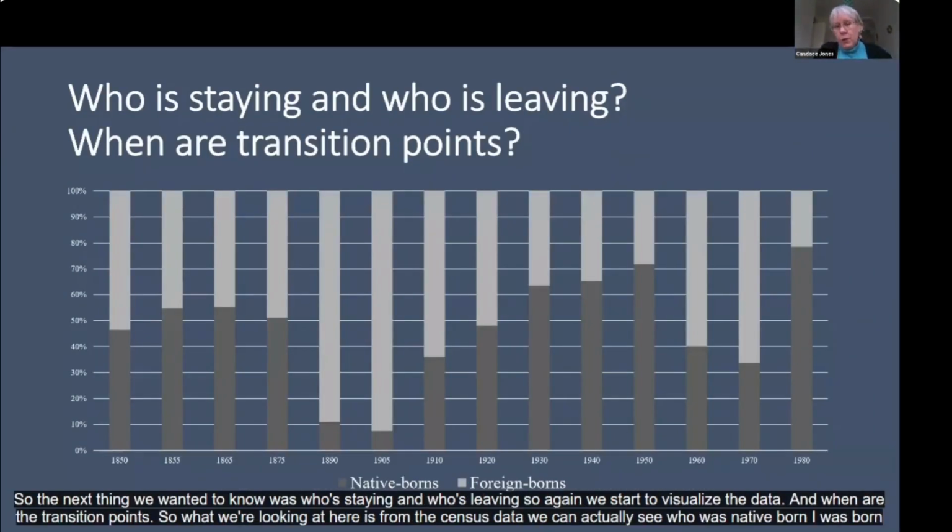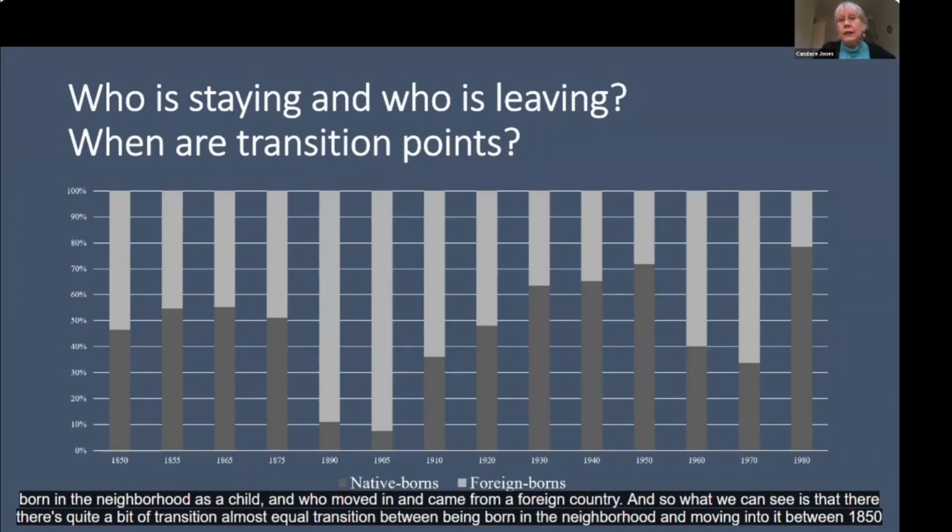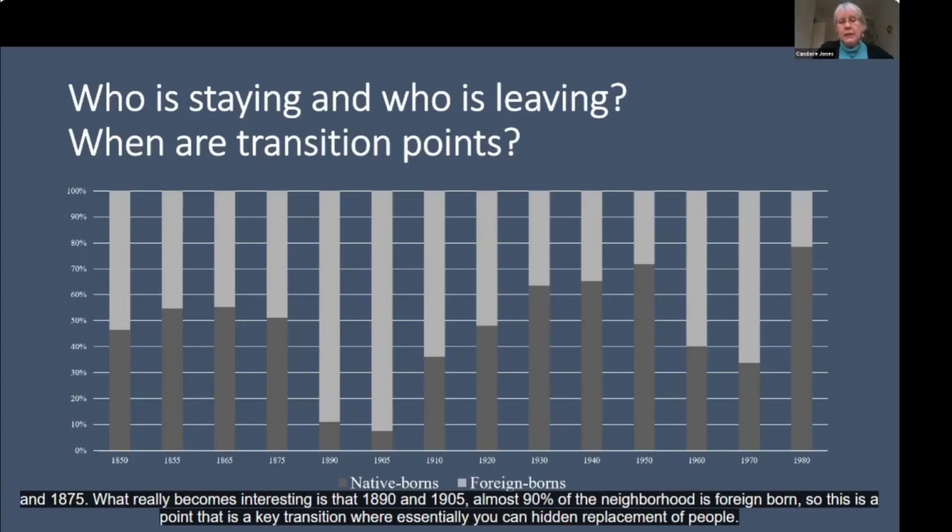So the next thing we wanted to know was who's staying and who's leaving. So again, we start to visualize the data. And when are the transition points? So what we're looking at here is from the census data, we could actually see who was native born, that is born in the neighborhood as a child, and who moved in and came from a foreign country. And so what we can see is that there's quite a bit of transition, almost equal transition between being born in the neighborhood and moving into it between 1850 and 1875.